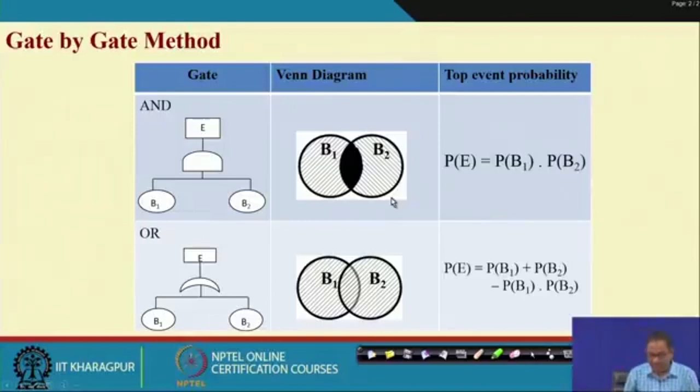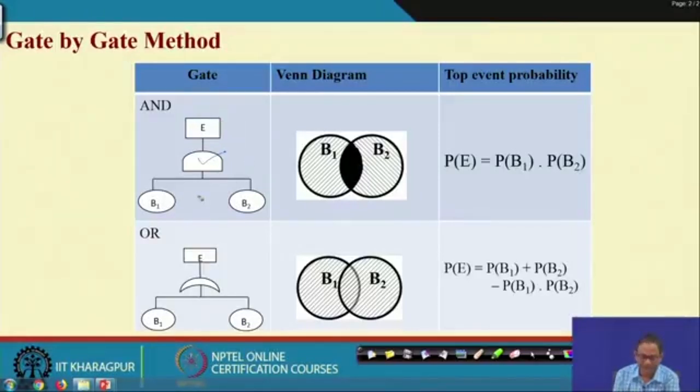So when we talk about the gate by gate method, this is the issue. First, when there is an AND gate, then the Venn diagram, that means events B1 and B2, their probabilities P(B1) and P(B2) are known. Now here the top event is E. So what is the probability that the top event will occur given that the bottom events or component events occur? This is a very simple one.